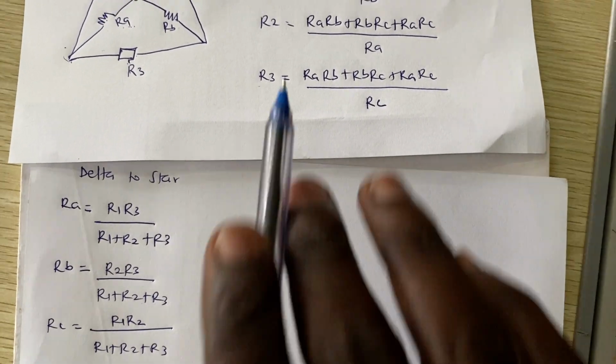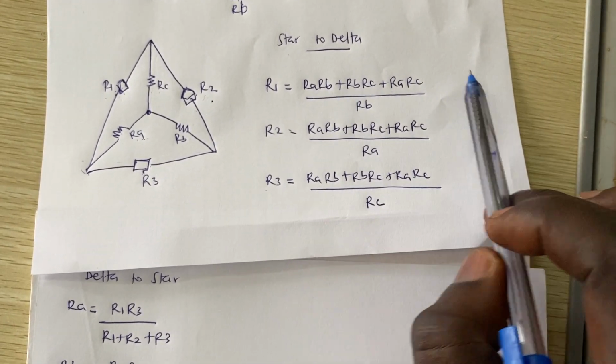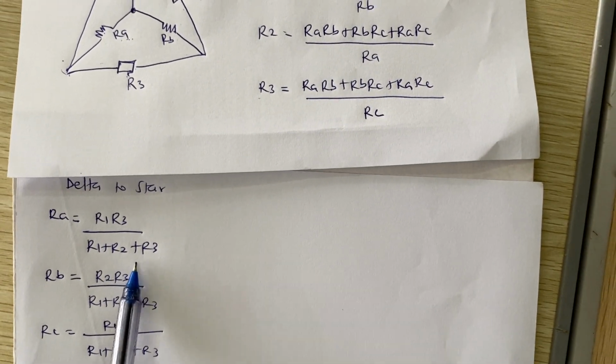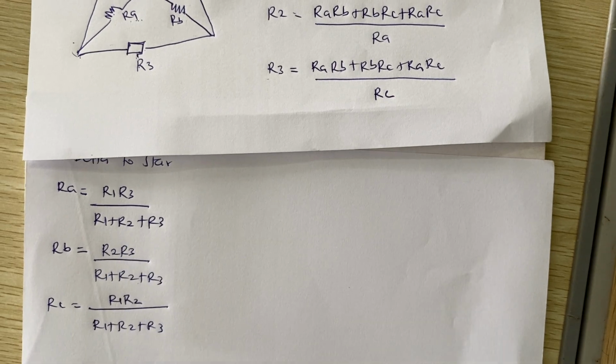So when you are changing from star to delta, the numerator does not change, and when you are changing from delta to star, the denominator does not change, right? So please keep this in mind, and then we are going to use it in our calculations very soon, right?